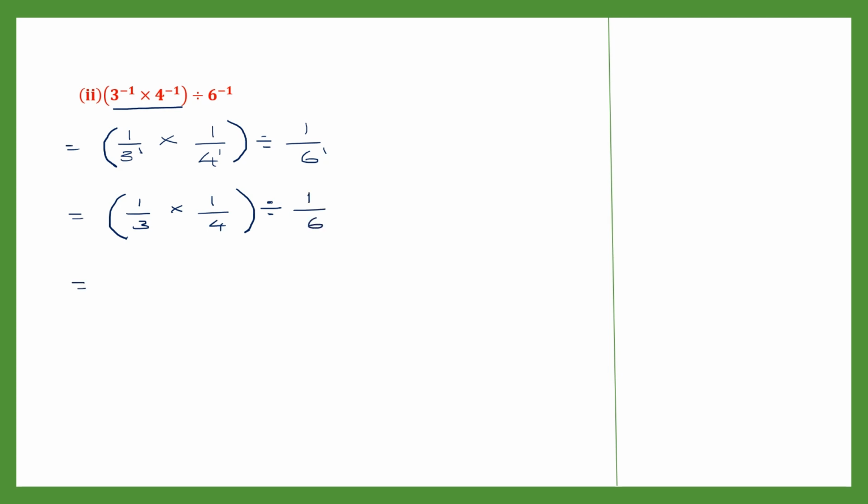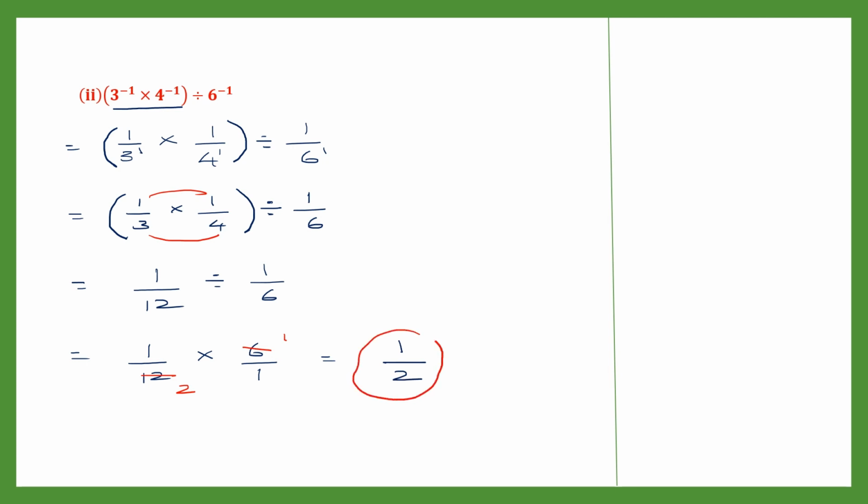Now let's work out, multiply the numerators here and the denominator. So you get 1 ones are 1 and 3 fours are 12 divided by 1 by 6. So this becomes 1 by 12. Division changes to multiplication. 1 by 6 becomes 6 by 1. Now we can cancel 6 and 12. 6 ones are 6 and 6 twos are 12. So 1 into 1 is 1 and 2 ones are 2. So our final answer here is 1 by 2.